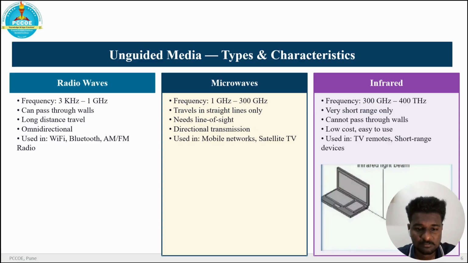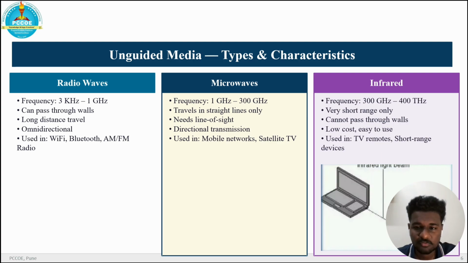They are omnidirectional, can pass through walls, and travel a long distance, used in Wi-Fi, Bluetooth, and AM/FM radio. Microwaves. Microwave frequency range is 1 GHz to 300 GHz. They travel in straight lines and require line of sight between transmitter and receiver. They are directional and used in mobile networks and satellite TV.